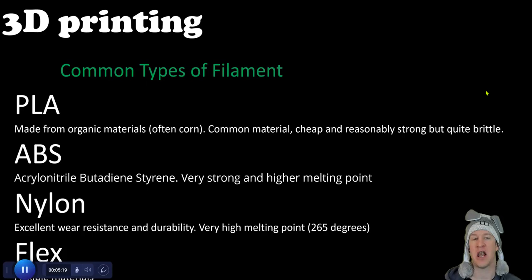Other options, and there are lots of options, but some common ones you get are nylon. So this again is a very strong material, very high melting point, so 265 degrees. PLA, for example, is normally around 190 to 220. ABS is higher again, and then nylon is very high at 265. So again, it depends on what you're building, what kind of durability you need.